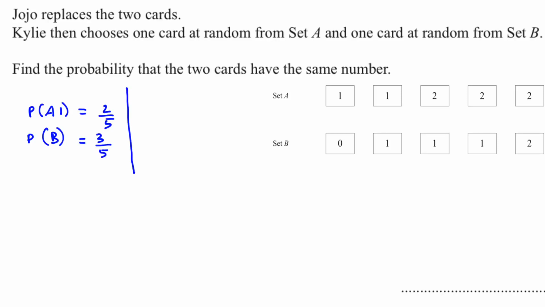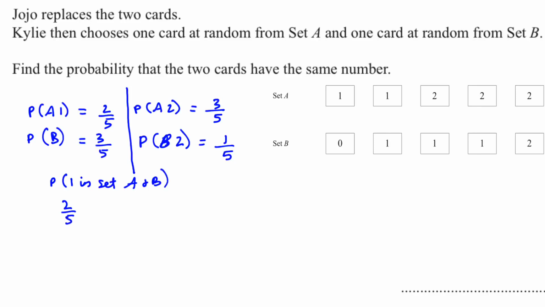Let's also write down the probability of it being 2. In set A, the probability of it being 2 is 3 over 5, and the probability in B of the number being 2 is 1 over 5. So now we will write the probability of it being 1 in both the sets.